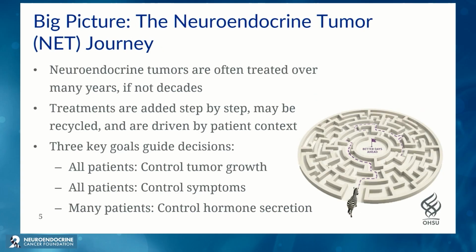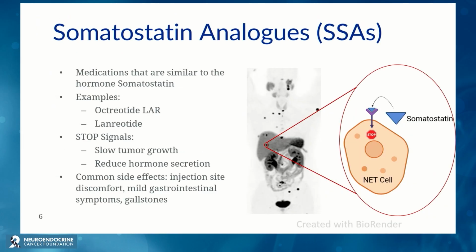So, along this line, neuroendocrine tumors are often treated over a period of many years, if not decades. And as such, treatments are oftentimes added step by step. They may be recycled, they may be reused, and they're really driven by patient context and really with an idea in mind of three goals. For all patients, we're hoping to control tumor growth, to control symptoms. And for many patients, as I mentioned, there's this idea of controlling hormone secretion, which is part of controlling the overall symptoms and the long term disease course.